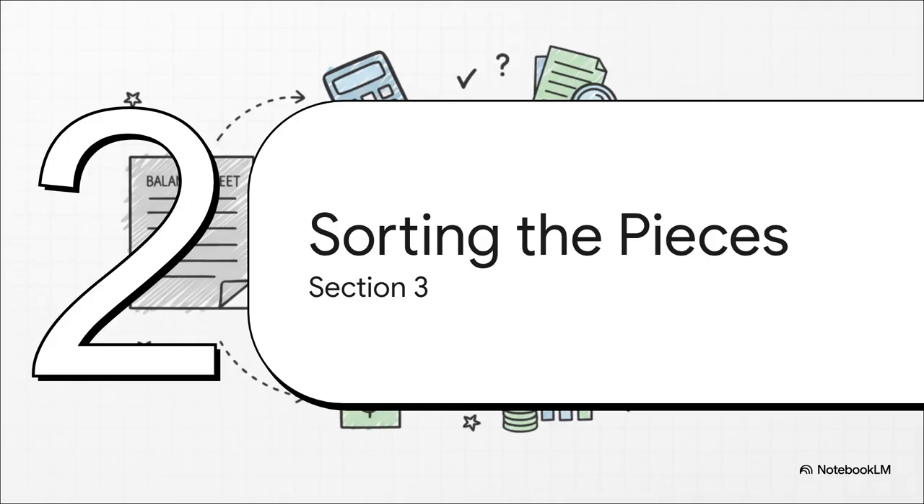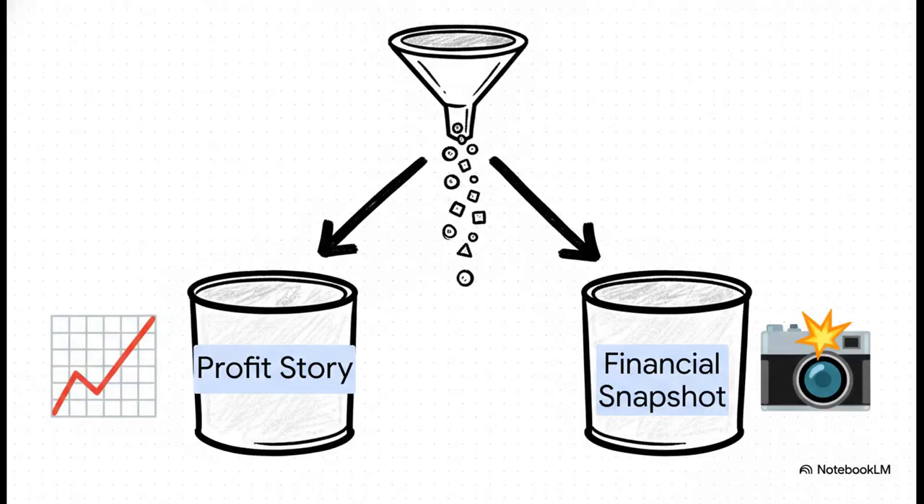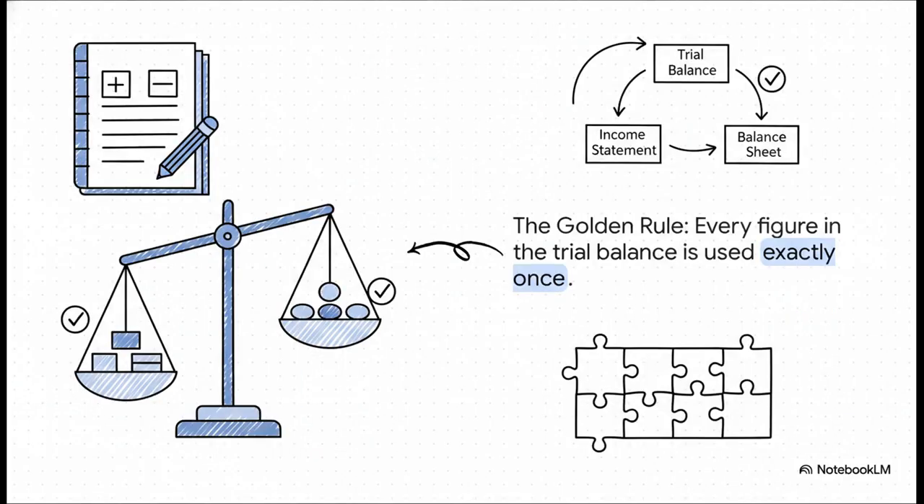All right, builder, this is where the real work starts. We've got our big pile of puzzle pieces, and to sort them, we just need to follow one very, very simple system. And here it is. Every single account in our trial balance belongs in one of just two places. That's it, just two. All the accounts that tell you about performance over time, things like revenues and expenses, they all go into building our first structure, the profit story. And everything else, all the things the company owns and owes, that all goes into our second structure, the financial snapshot.